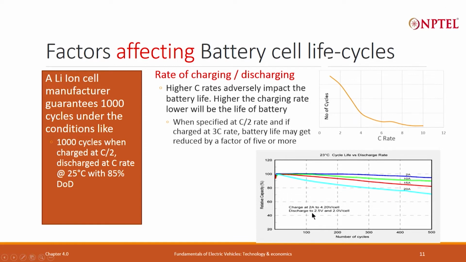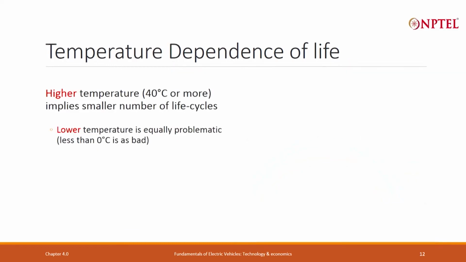If I look at it, here is a cell, and at different currents, 2A, 10A, 15A and 20A, the cycle life very quickly goes down to 80%. It can do less than 400 cycles at 20 ampere. At 2A, it probably can do 1000, 1500 cycles. So this is something that I talked about.